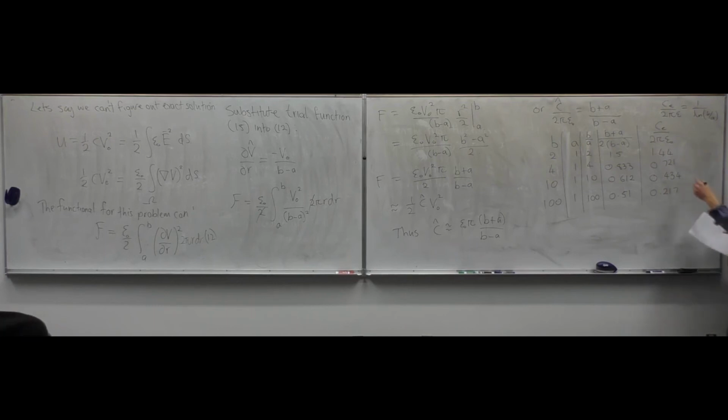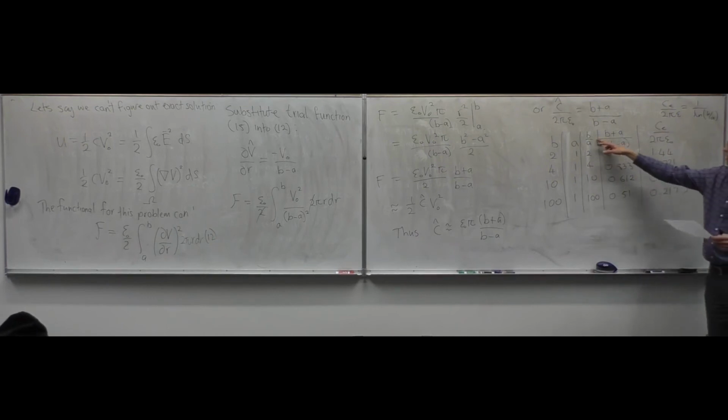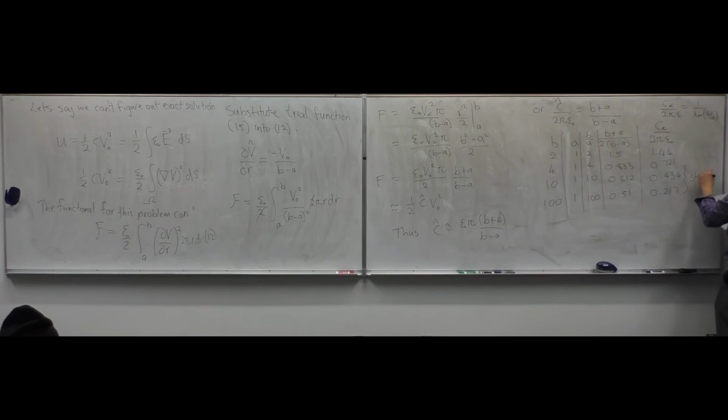So you can see that it starts to deviate significantly from the actual answer when the ratio b over a becomes large. That's not too bad if b over a was just a ratio of 2.